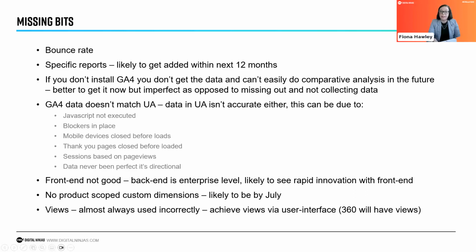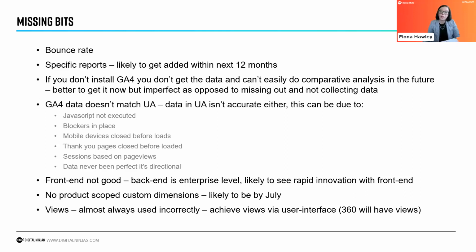The missing bits. GA4 has some missing metrics and features compared to previous versions. One of the most notable omissions is the bounce rate metric, which has been replaced by engagement rate. The bounce rate metric has been a long-standing and widely used metric in Google Analytics to measure user behavior on a website. It represents the percentage of users who leave a website after viewing only one page without interacting with the page or exploring further.